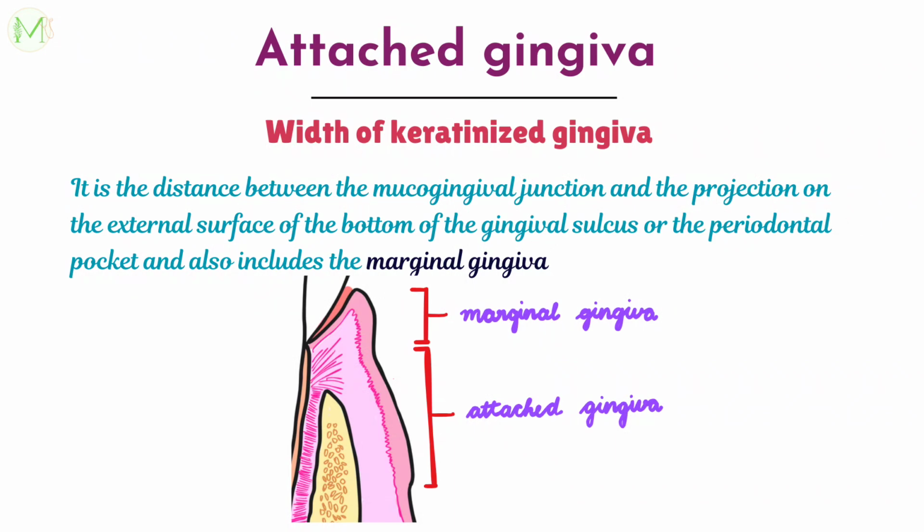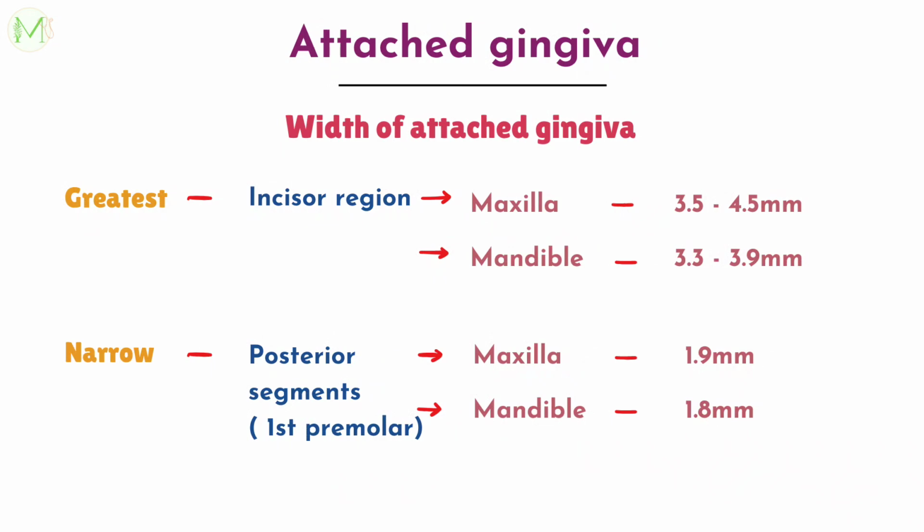So it is the distance between mucogingival junction and projection on the external surface of the bottom of the gingival sulcus or the periodontal pocket. But you must also include marginal gingiva when it comes to width of keratinized gingiva. What is the normal range of width of attached gingiva is another important viva question. So the value is greatest in the incisor region. In maxilla, it is about 3.5 to 4.5 mm, and in mandible, it is 3.3 to 3.9 mm.